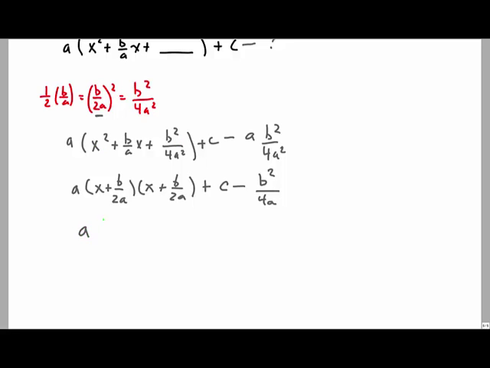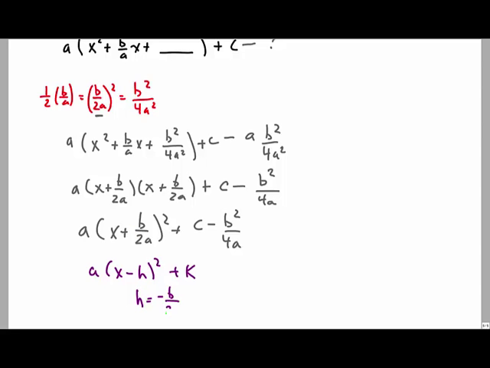So rewriting this, I have a times x plus b over 2a quantity squared plus c minus b squared over 4a. So this kind of fits that general form. Remember, the general form was a times x minus h quantity squared plus k. So what ends up happening here is the h is the opposite of what it is over here. So my h is equal to minus b over 2a. And then my k is everything that's left over here, c minus b squared over 4a.